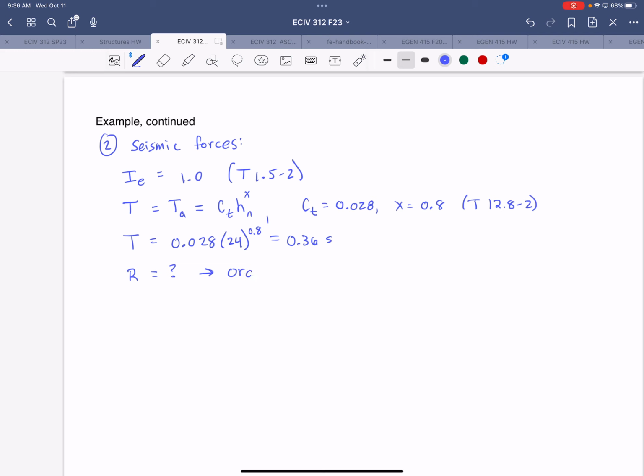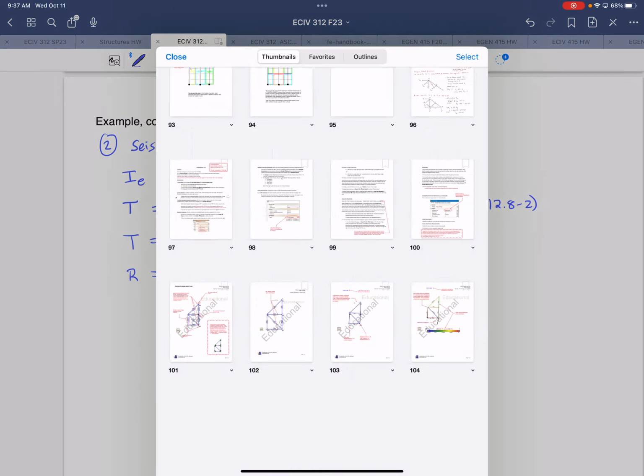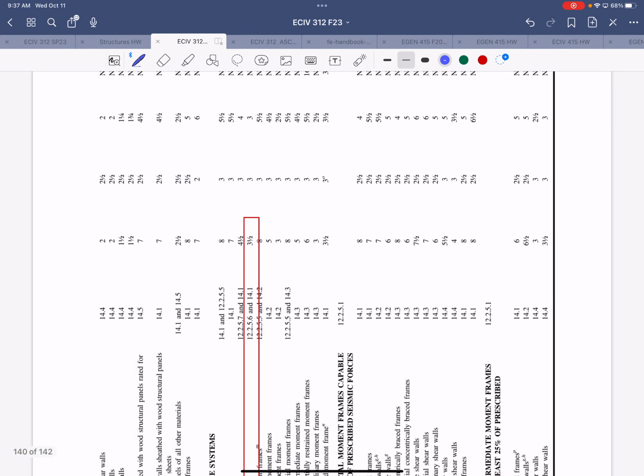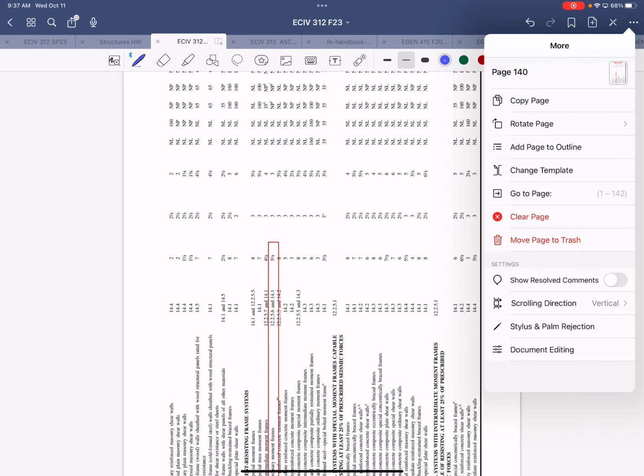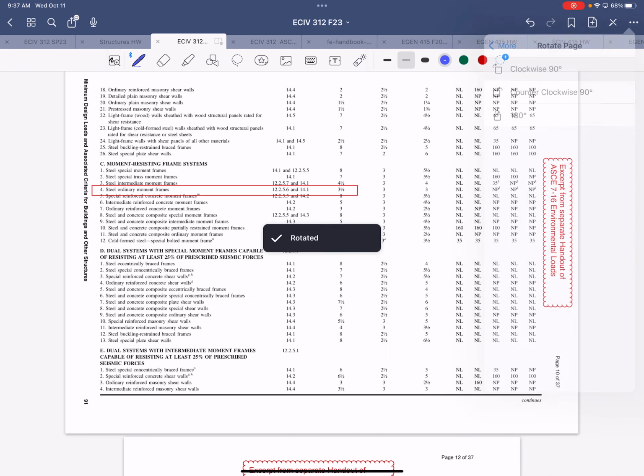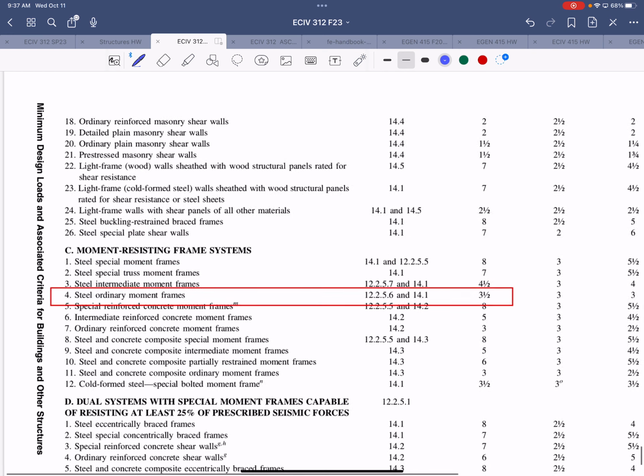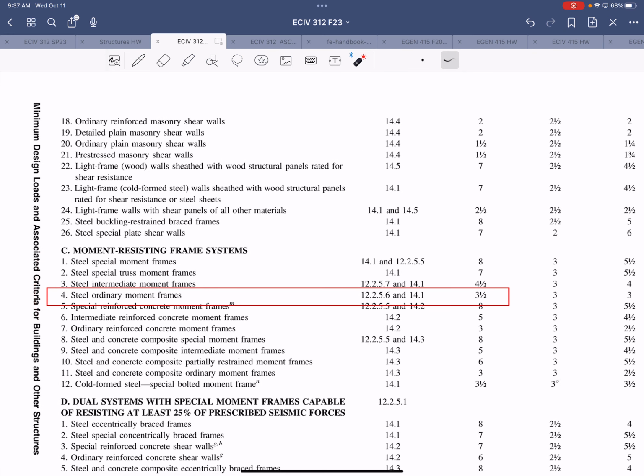So we have an ordinary steel moment frame. We're going to go to that long table right here, and let me rotate it. In the moment frame category, we just scan the list until we find our steel ordinary moment frame. And then our R value is 3.5.